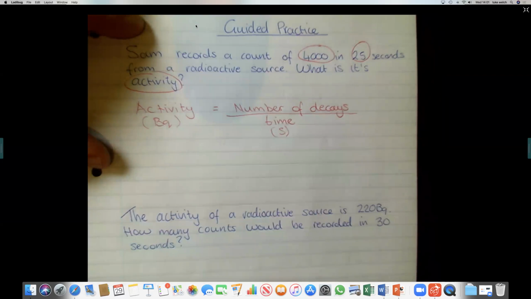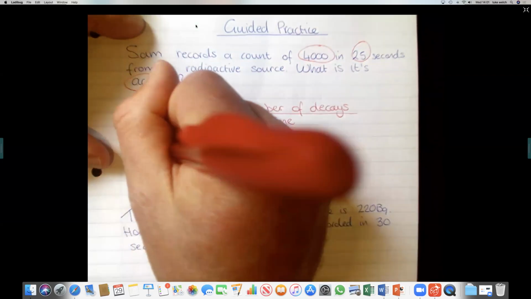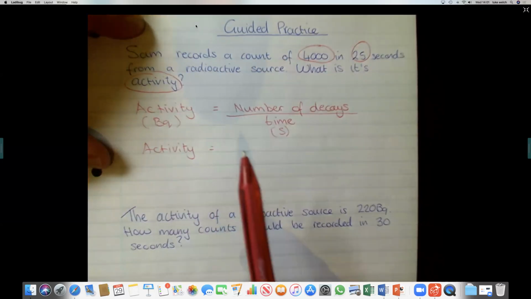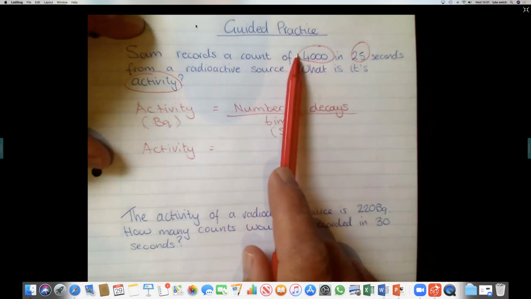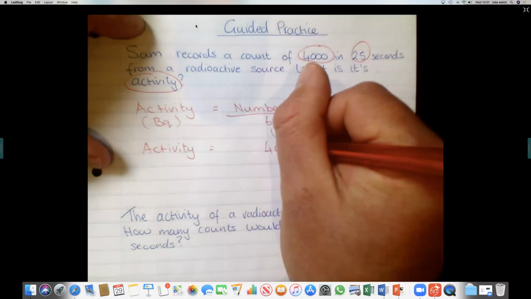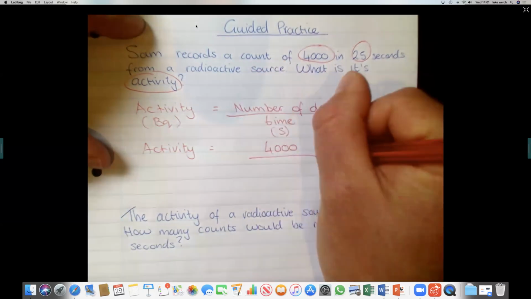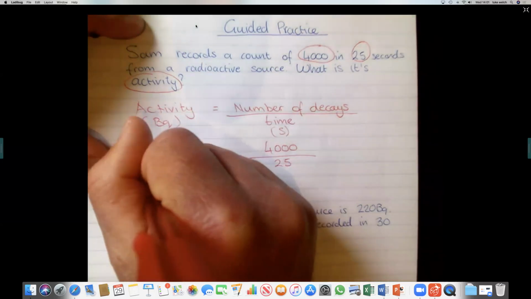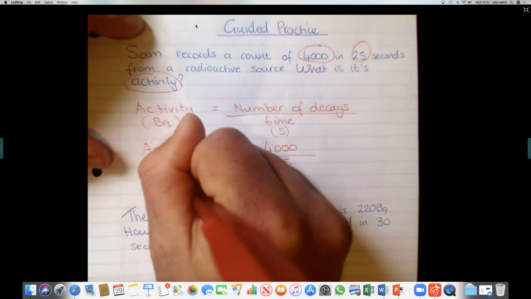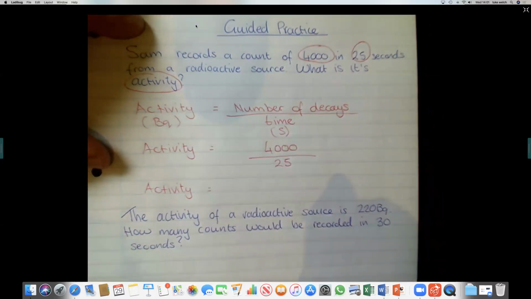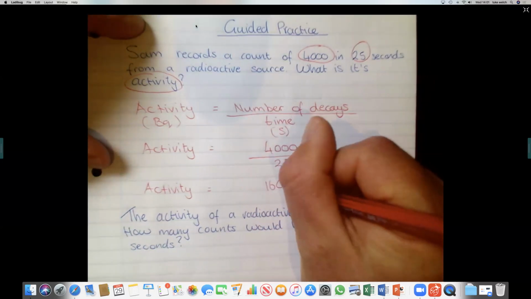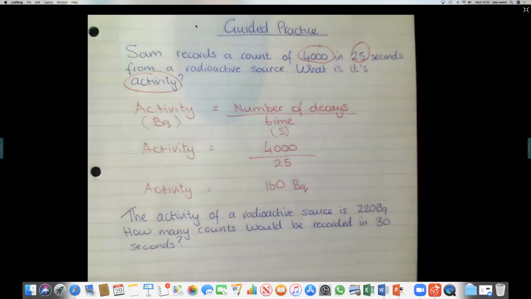So now what I need to do is input my numbers. So activity equals the number of decays, what's the count rate? It's 4,000. And I'm dividing that by 25. And that's going to give me an activity of 160 becquerel. And that's it. Okay, moving on.